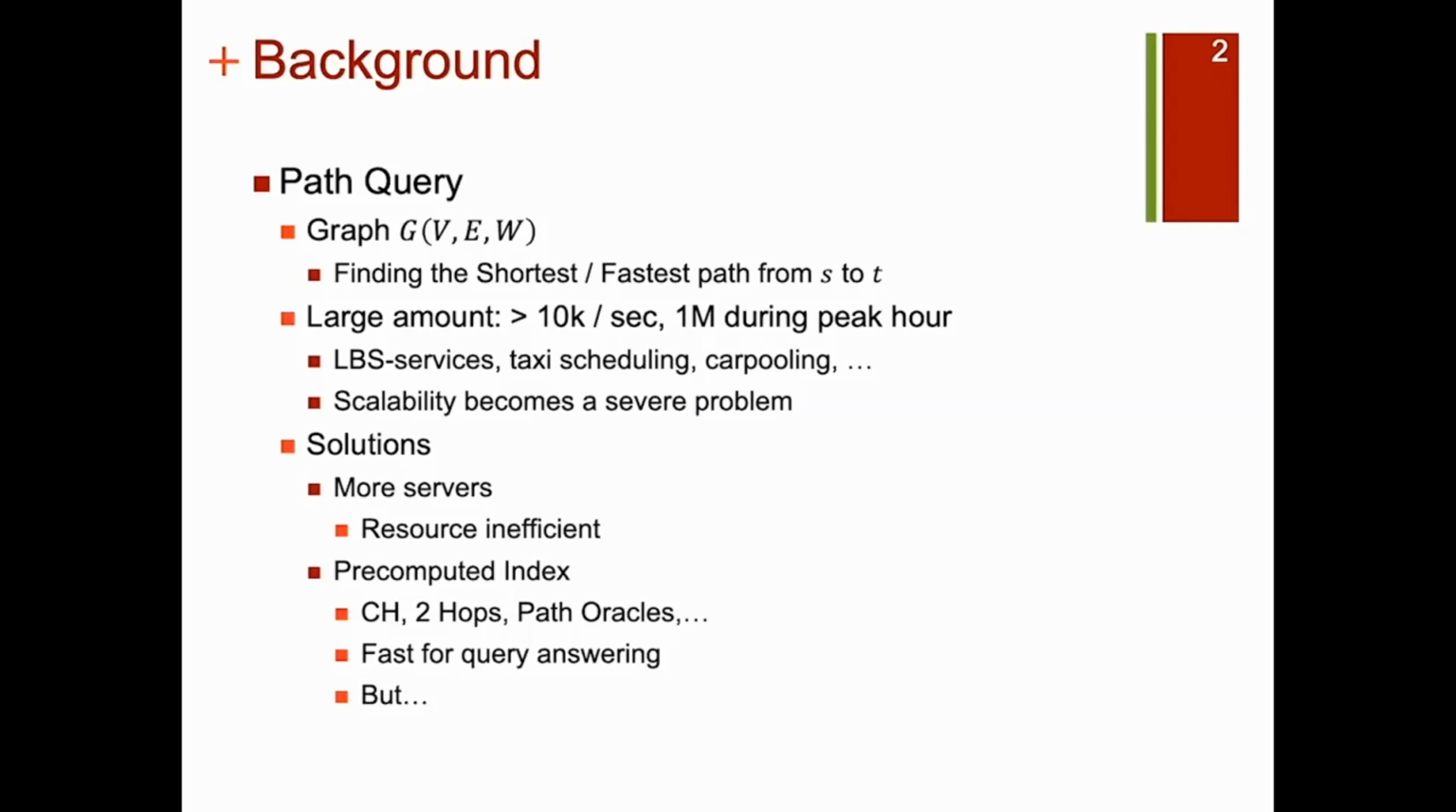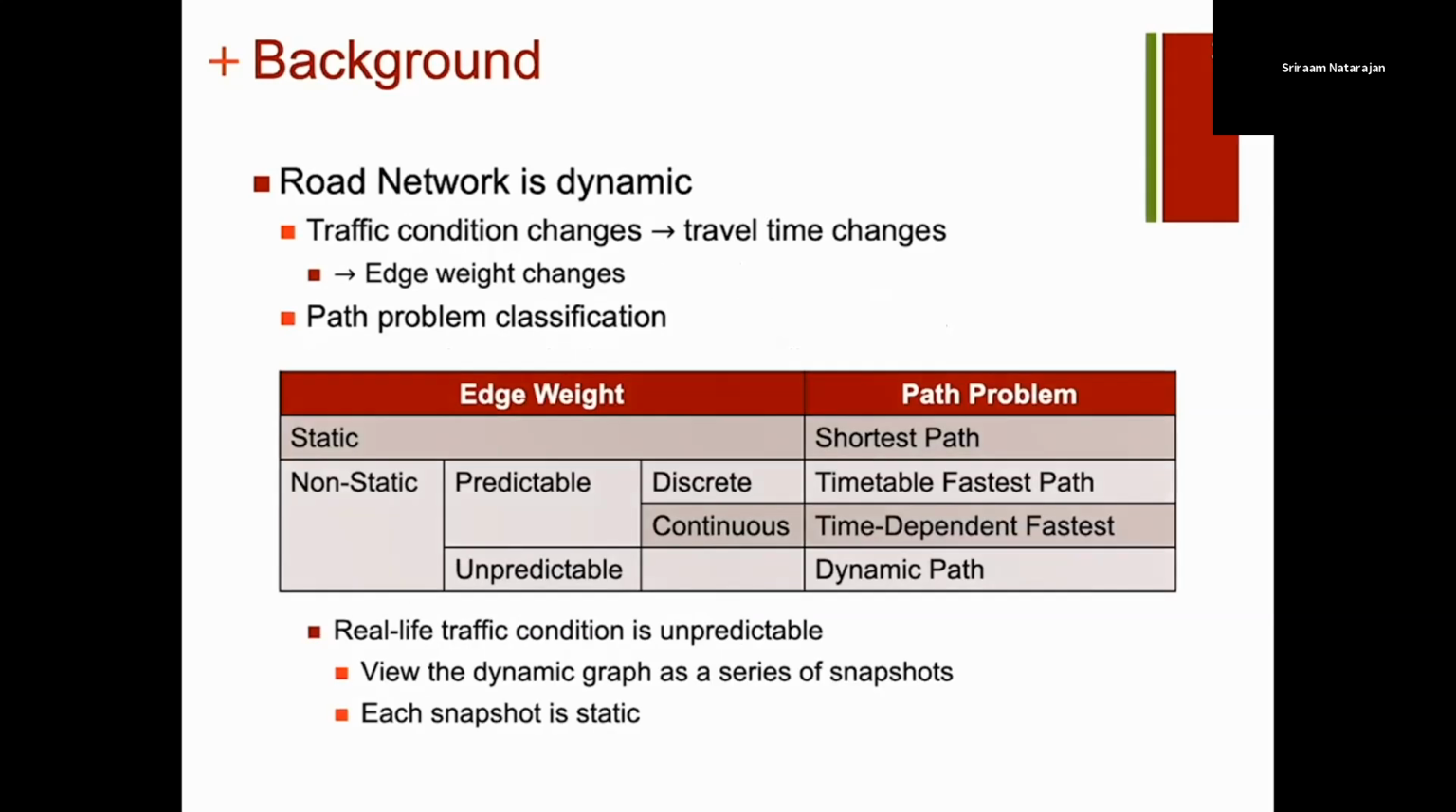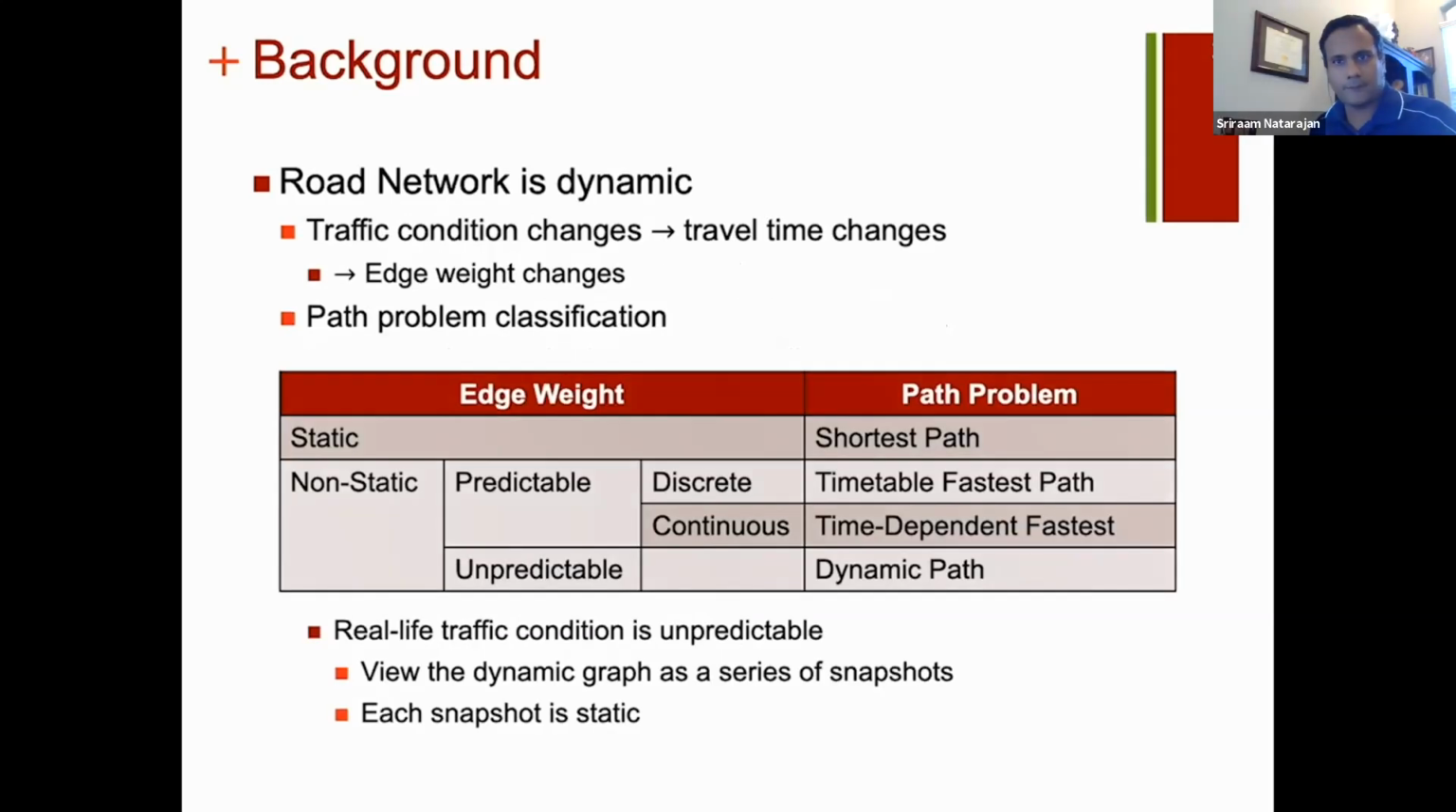One solution to cope with this is to add more servers, but really this is very inefficient in resources. Another way to deal with it is to use some pre-computed indexes like CH, 2-hop, and path oracles. They are very fast for answering the shortest path, but they only work in a static environment. The road network in real life is actually dynamic, because when the traffic condition changes, the travel time changes. So in the graph, it's just that your edge weight changes.